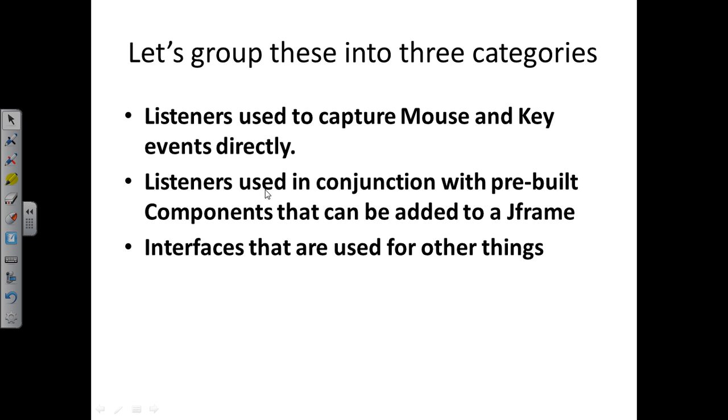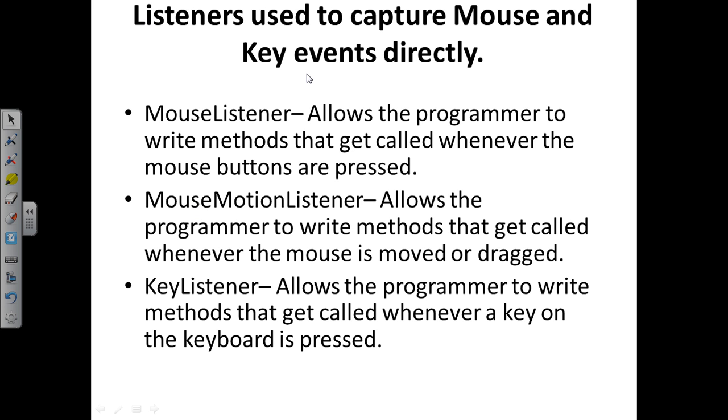We also have listeners or interfaces designed to be used in conjunction with pre-built components that can be added to a JFrame. Those are your listener interfaces that will capture events related to buttons and slide bars and checkboxes and things of that nature. And then we have some interfaces that are used for other things. Our runnable interface is one that's used for other things. Another one that I would like to talk about, hopefully this week, is the comparable interface. And so let's get into a little bit more detail about each of those three categories.